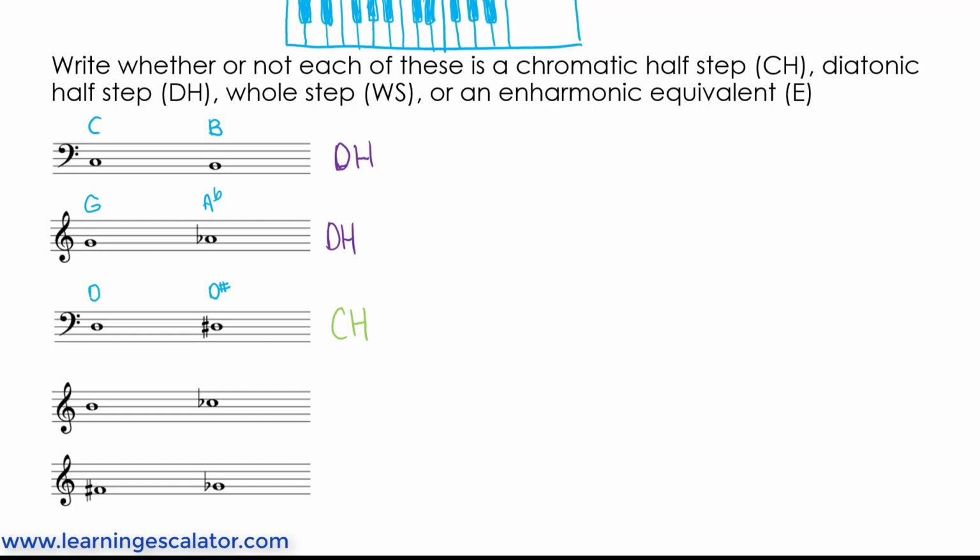Now the next one is B and C flat. So B is over here and C flat, this is C, so C flat is also this note. So it's the same note, so it's an enharmonic equivalent.